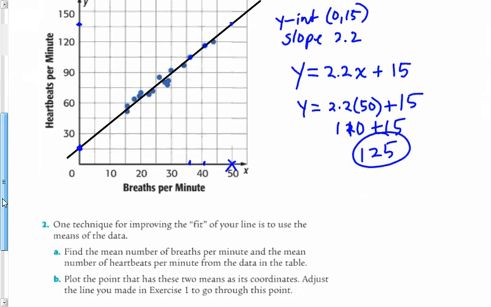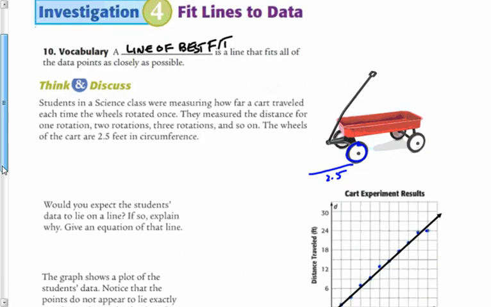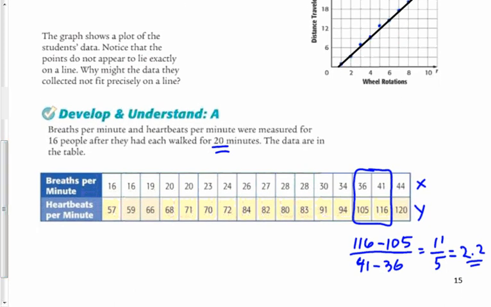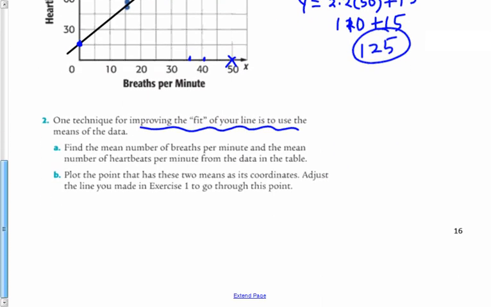Let's see what we can do to improve this line a little. It says, one technique for improving the fit of your line is to use the means of the data. So going back and looking at the table, what would be the mean? Mean is the average of the breaths per minute, and what would be the average of the heartbeats per minute? To get those averages, I need to add up all these values and divide by 16. And I'll do that for you.